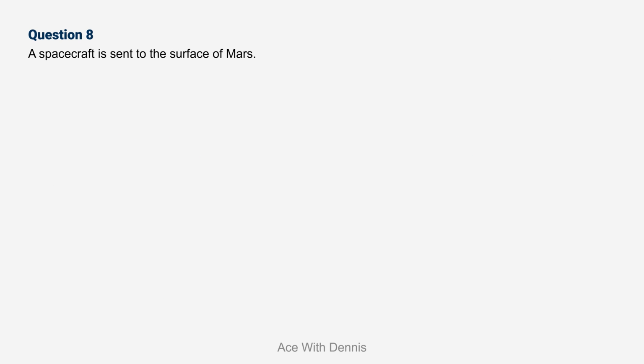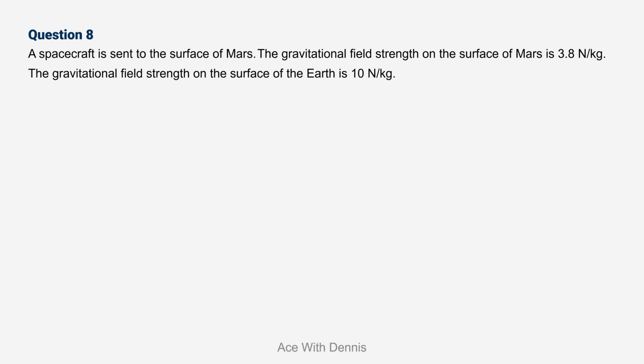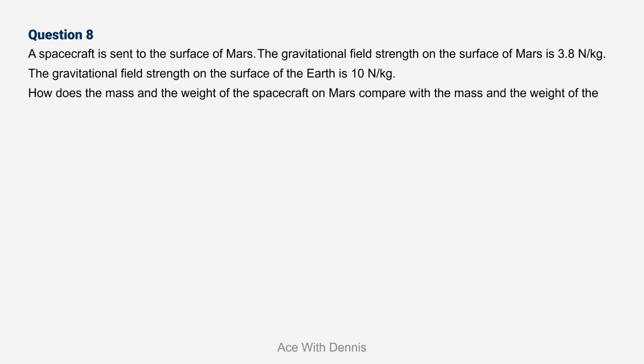Question 8. A spacecraft is sent to the surface of Mars. The gravitational field strength on the surface of Mars is 3.8 newtons per kilogram. The gravitational field strength on the surface of the Earth is 10 newtons per kilogram. How does the mass and the weight of the spacecraft on Mars compare with the mass and the weight of the spacecraft on the Earth?